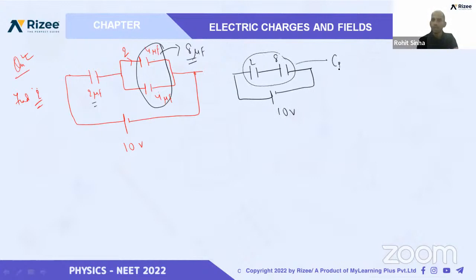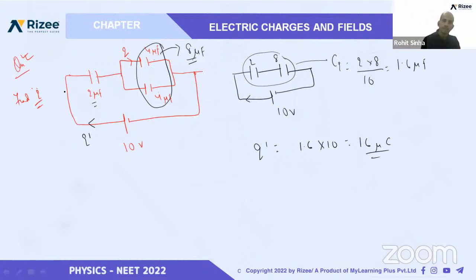We know C equivalent is equal to the product of both of them divided by the addition of both of them. Okay, we will get 1.6 microfarad. Now we know what will be the charge here. Let us suppose the charge is Q dash. We know Q dash will be CV, which is 1.6 into V, which is 10. We got 16 microcoulomb charge supplied from here. 16 microcoulomb charge flowing through here.